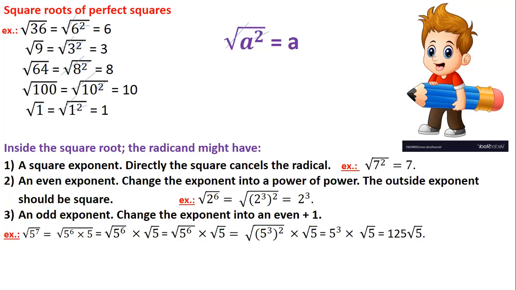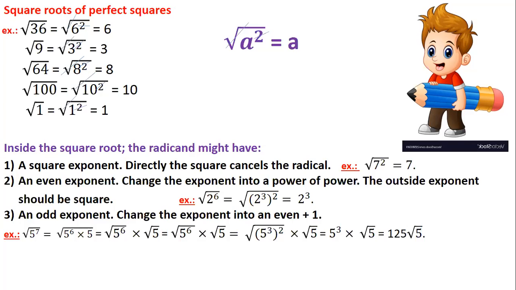So 36 can be written as a perfect square, it is 6 squared. 9 can be written as a perfect square, it's 3 squared. 64 can be written as 8 squared. 100 can be written as 10 squared. And 1 can be written as 1 squared.